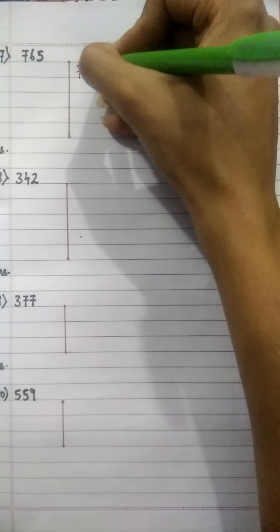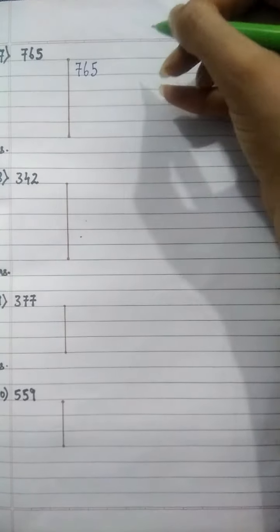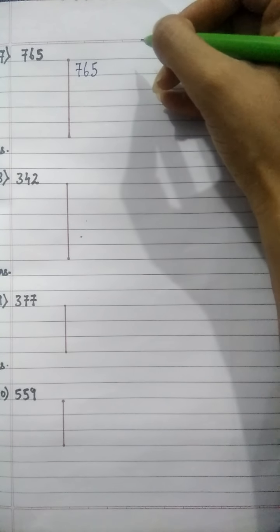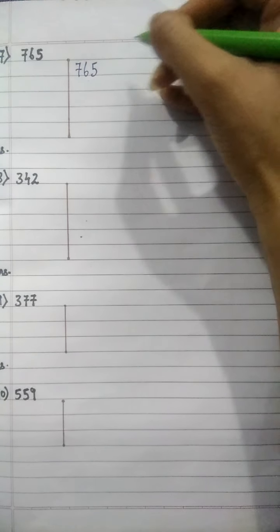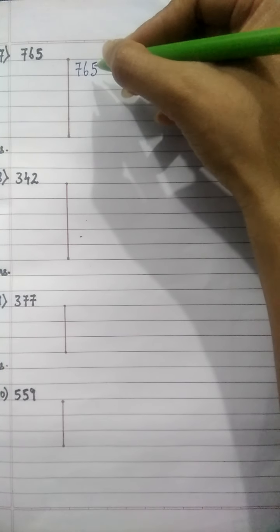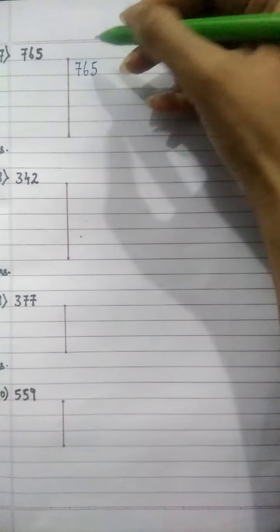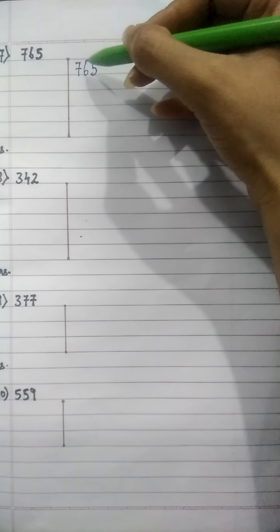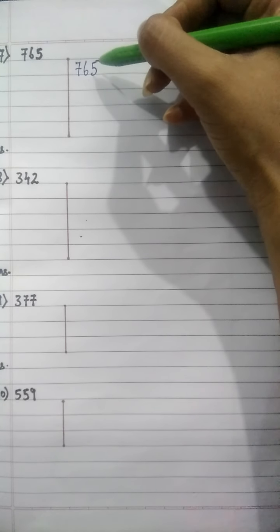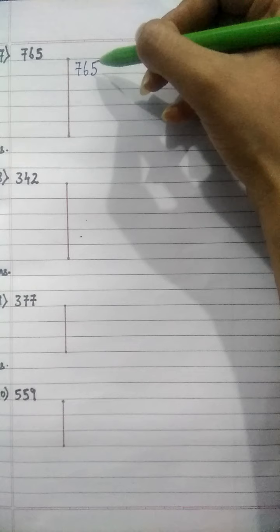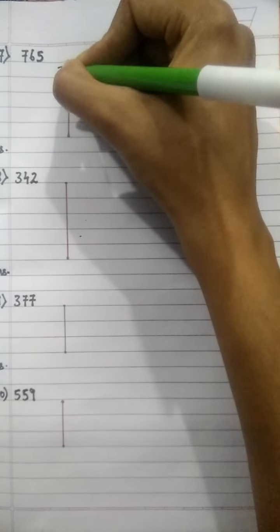765 is a number. Now 5 is in the units place, so not divisible by 2. So the next prime number after 2 is 3. Let's try with 3. We will add the digits and see the divisibility for 3. 7 plus 6 is 13 and 13 plus 5 is 18. So yes, 18 is coming in the table of 3. 18 is divisible by 3, so 765 is also divisible by 3.